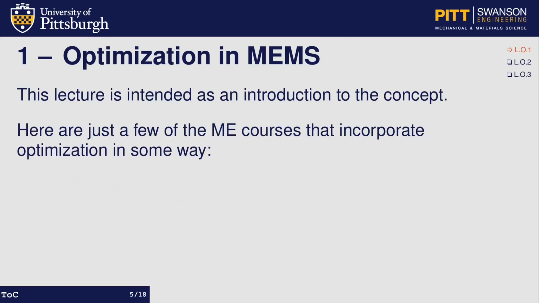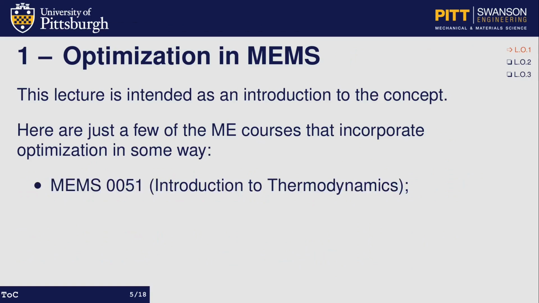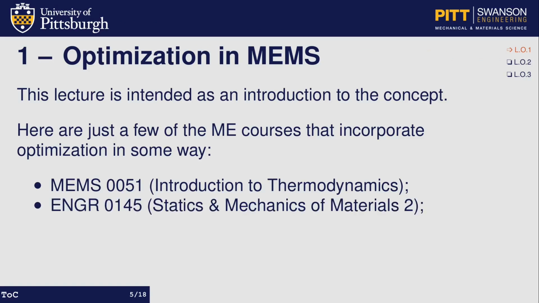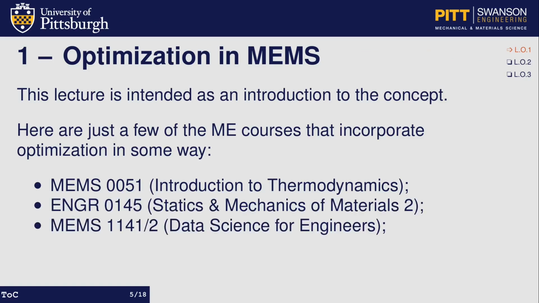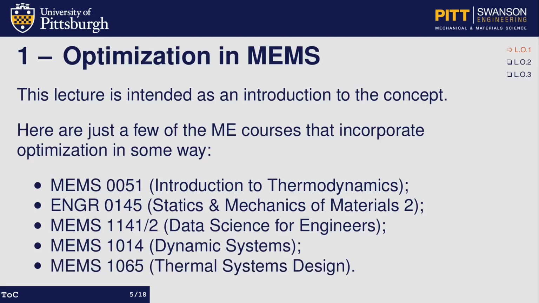Here are just a few of the mechanical engineering courses that will incorporate optimization in some way. First, we have Introduction to Thermodynamics. We have Statics 2. We have Data Science for Engineers, which is the second and the third courses in this particular sequence. We have Dynamic Systems, and then Thermal Systems Design, and many more.